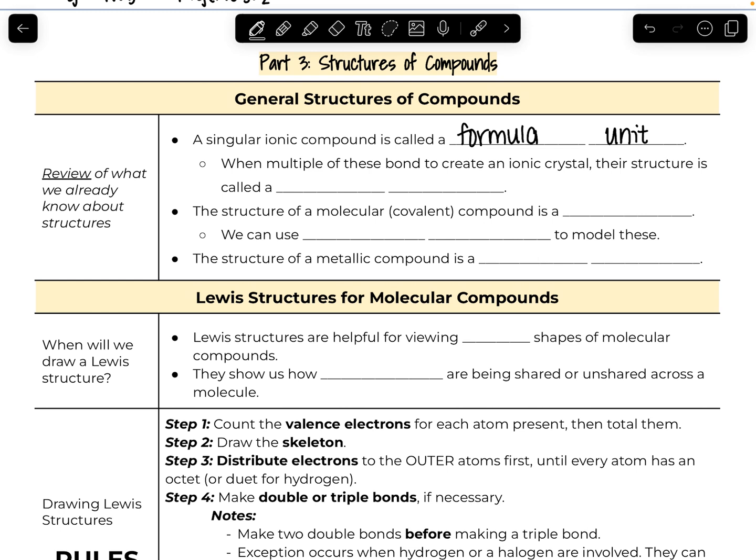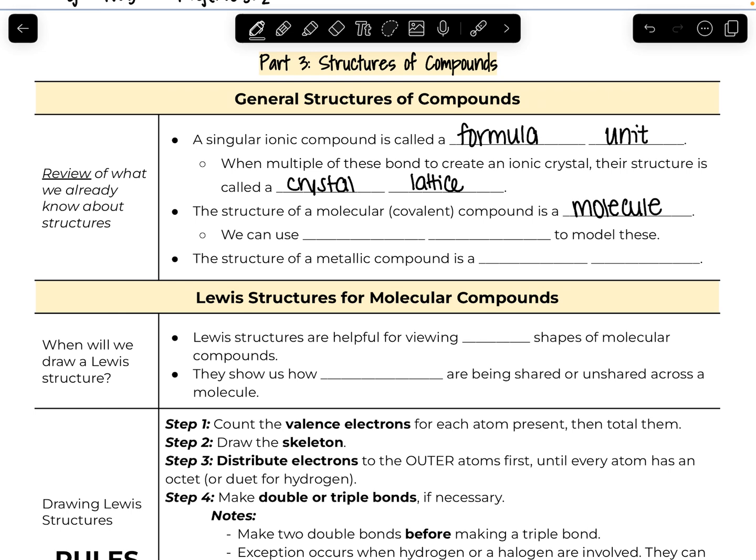All of these little formula units just build on top of each other in this very rigid structure, and that structure is called a crystal lattice. We'll learn more about these in an upcoming lab. Then next, if you have a molecular compound, these things are held together by your covalent bonds. The structure of these is simply just a molecule.